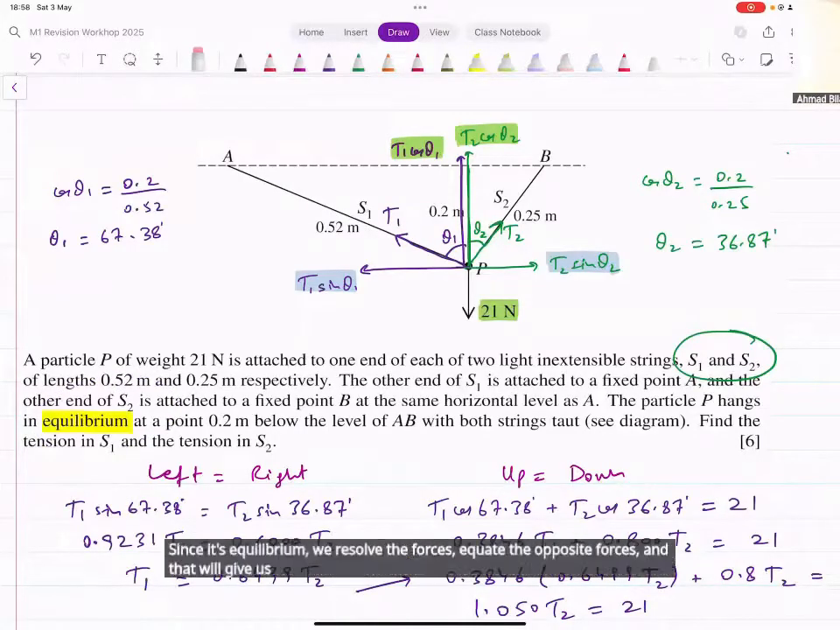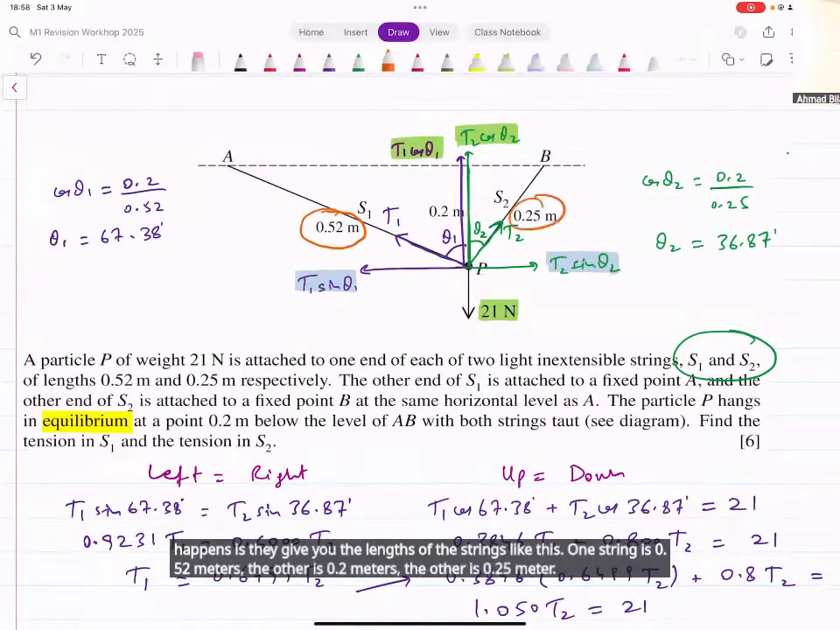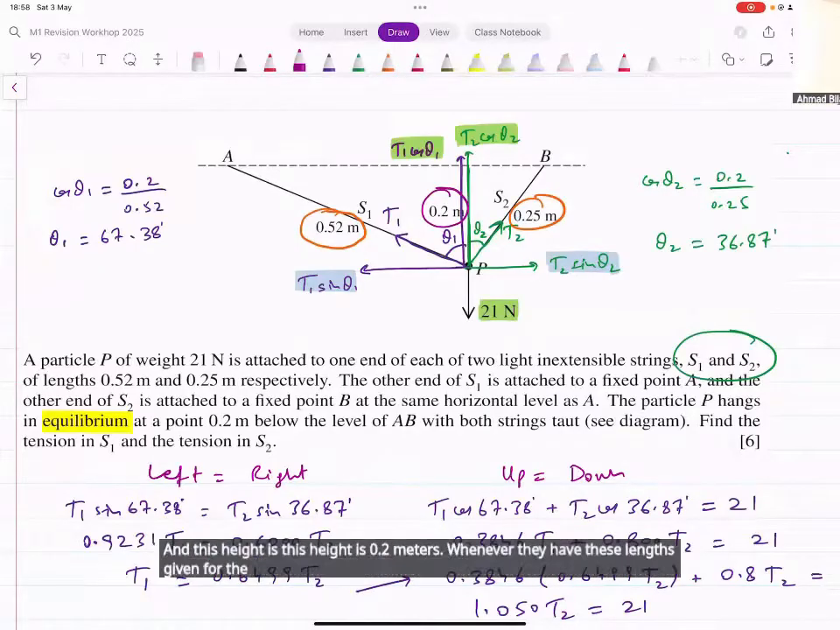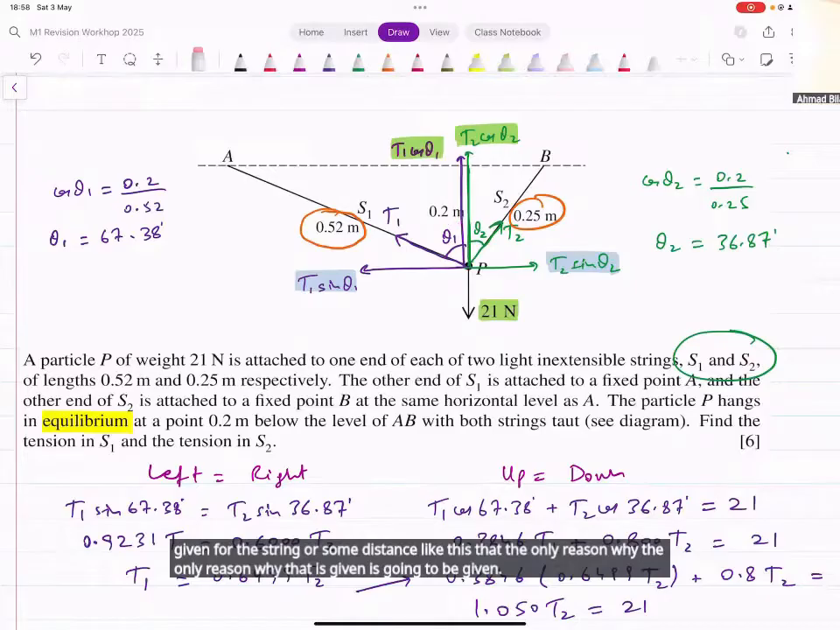And what's the new thing here? Sometimes what happens is they give you the lengths of the strings like this. One string is 0.52 meters, the other is 0.2 meter, the other is 0.25 meter, and this height is 0.2 meters. Whenever they have these lengths given for the string or some distance like this, the only reason why that is given is going to be to find the angles.